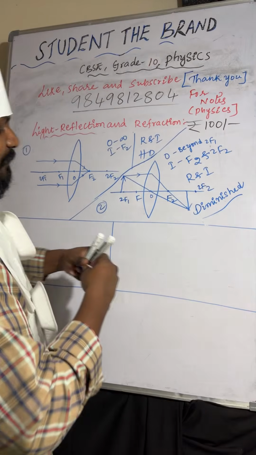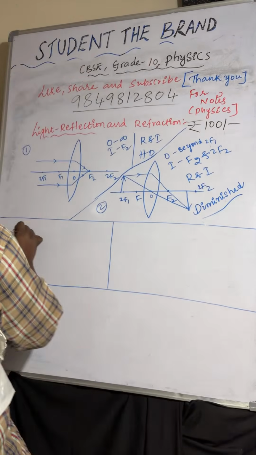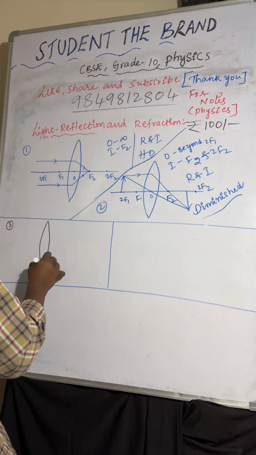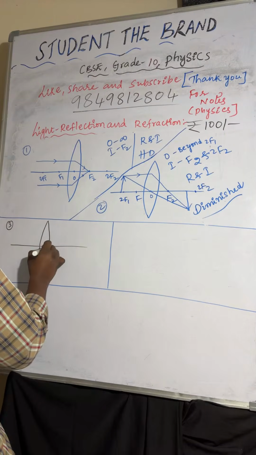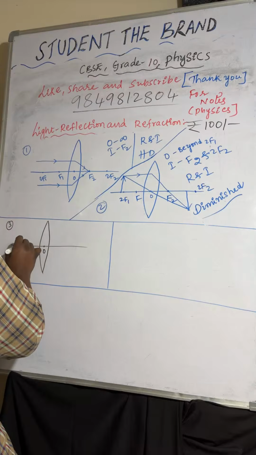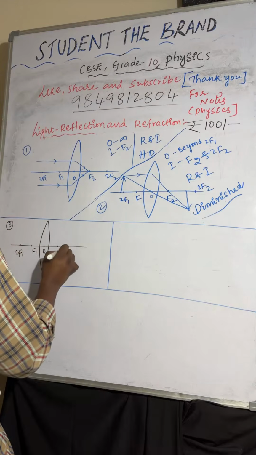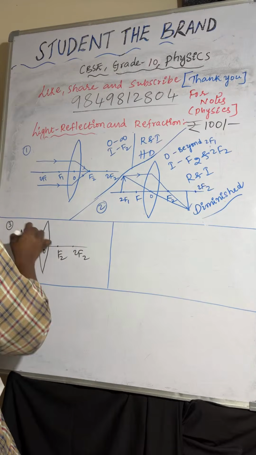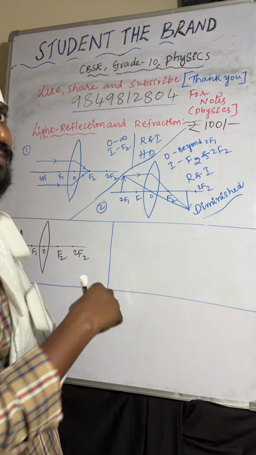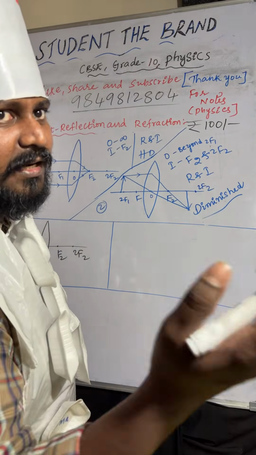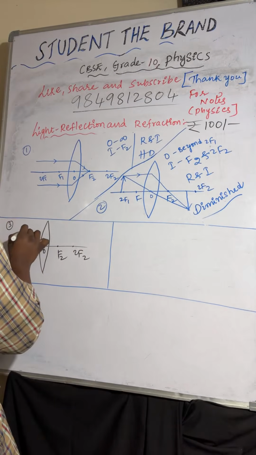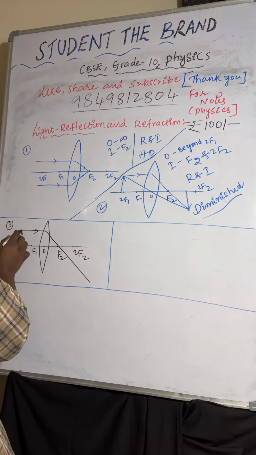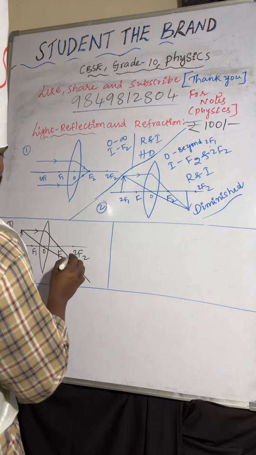So next one, third one. Optic center, F1 to F1, F2 to F2. Object is placed at 2F1. The image is forming at 2F2. How many light rays are required to form the image of the object? Minimum 2 light rays. One light ray I am taking like this, it passes through focus. Another light ray is passing through optic center, those light rays will meet here.